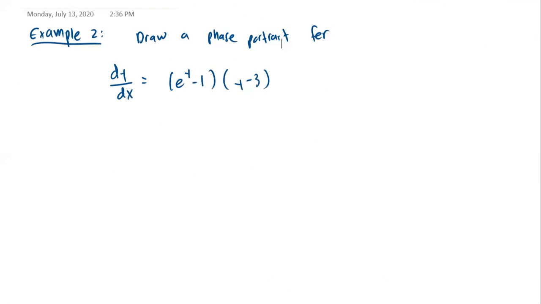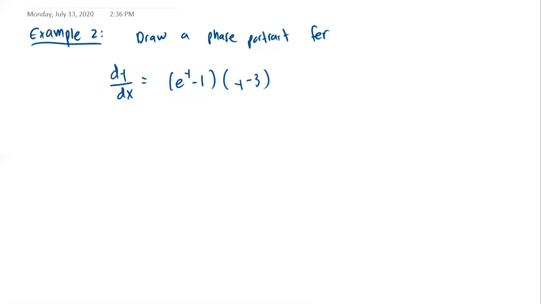Draw a phase portrait for the autonomous differential equation dy/dx equals (e^y - 1)(y - 3). Again, this only works for autonomous differential equations, so I have to make sure that whatever's on the right is only an expression involving the variable y, which is the dependent variable, and constants. Here you can see that that's the case. You have dy/dx on one side by itself. On the other side, we only have y variables or constants. Okay. So you can do a phase portrait.